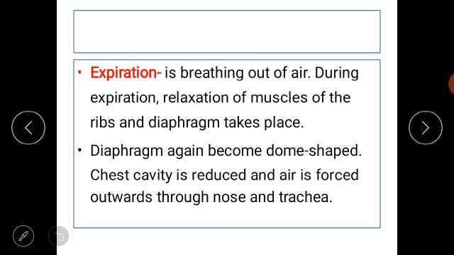They are pushed backward and they go downward. When we exhale the air outside, the ribs of the chest go downward and backward, and the diaphragm becomes dome shaped or curved. So these are the changes in the chest when we inhale and exhale the air. This inhaling and exhaling of air is called external respiration, which is nothing but breathing.